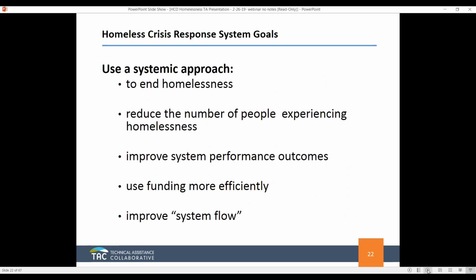Next slide, please. As I was saying, it really is a response. Your homeless crisis response works as a system, right? And the idea of the system is to end homelessness, reduce the number of people experiencing homelessness, improve your system performance outcomes, because that'll make your system more efficient, use funding to more effectively look at your system and to improve system flow or to be able to see where folks are essentially getting "stuck", not letting people get stuck at certain parts of your system.